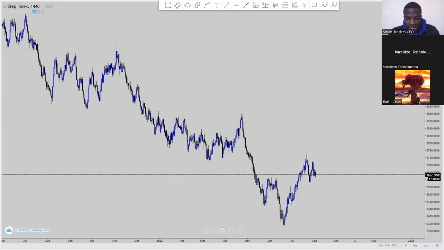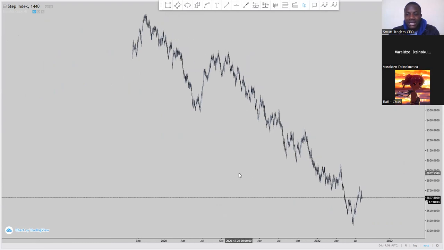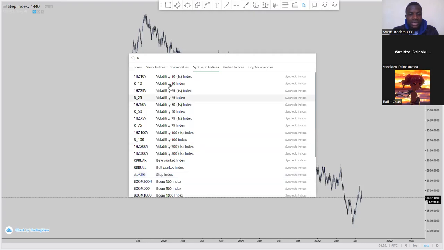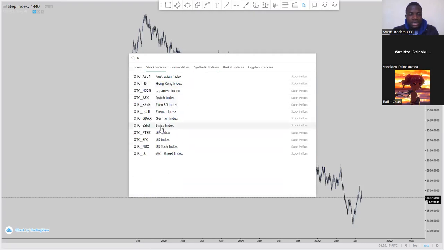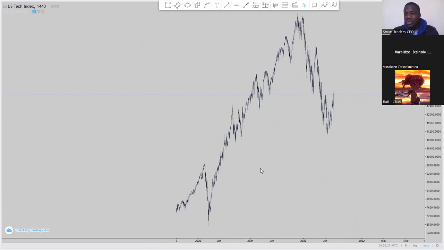So, step index now. Step index, as I said, you need to understand your instrument. There are instruments that are naturally made to always go up. Not always, but in the long run, always be going up. That's why you see the NASDAQ, or the US 30, because they are comprised of the major companies in the stock market. So major companies, they're always going to aim to make profit.